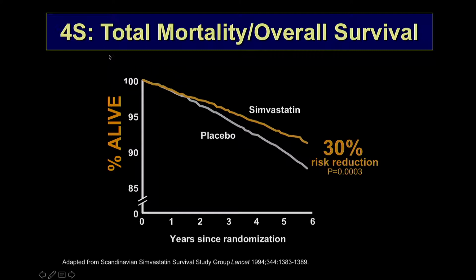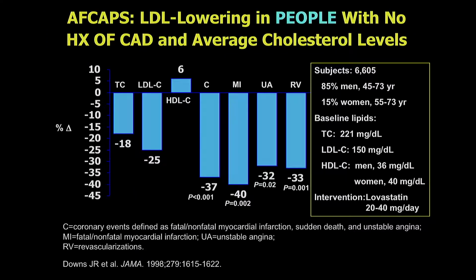The first study was the 4S study that showed that simvastatin in people with a prior heart attack and LDL of 190 led to a mortality benefit with about a 30% decrease in risk, and really began remaking our approach to these issues. And on the other end of the spectrum, here's AFCAPS, which is a primary prevention study.